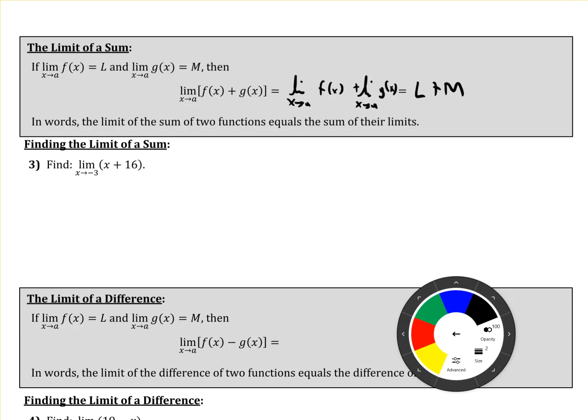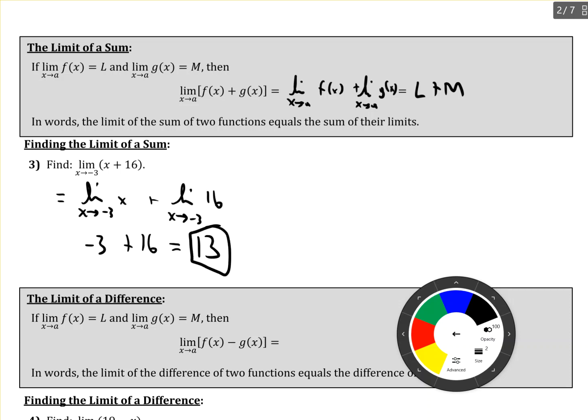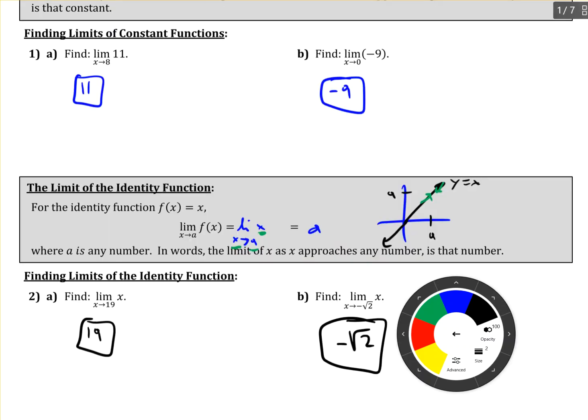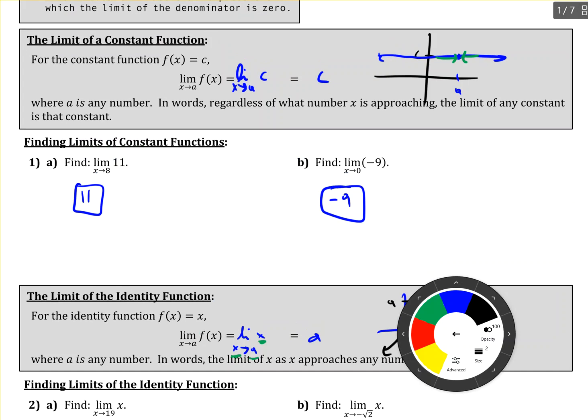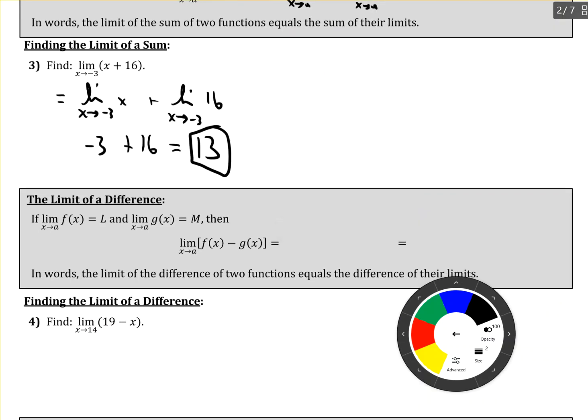So I can look at this and say, well, that's the limit as x goes to negative 3 of x, plus the limit as x goes to negative 3 of 16. And from rule number 2, we learned that this one is negative 3. From rule number 1, we know that this one's 16, so I end up with my answer being 13 for this limit. Again, I just reused these two rules in order to do that.